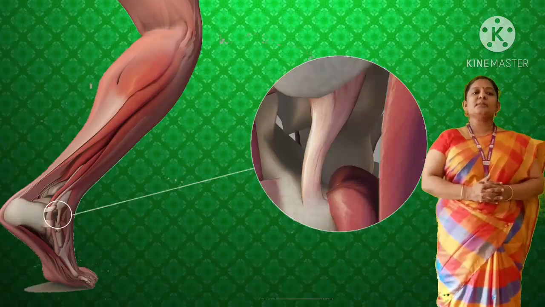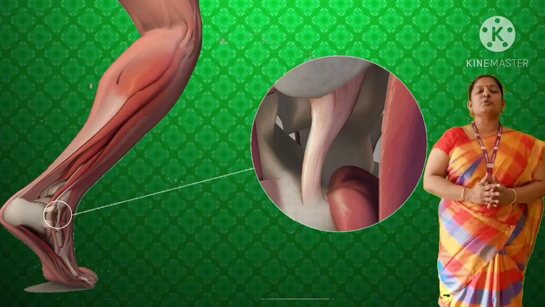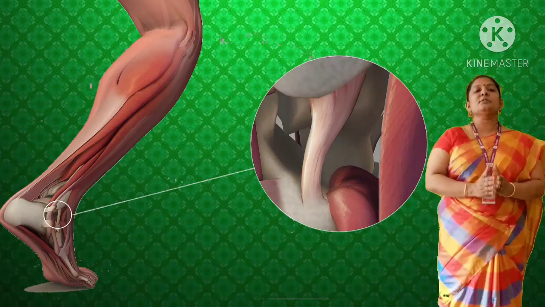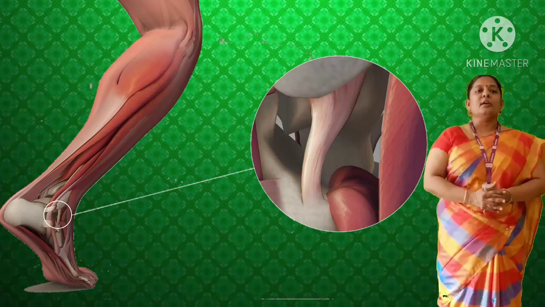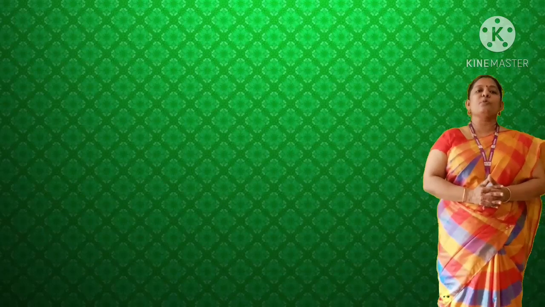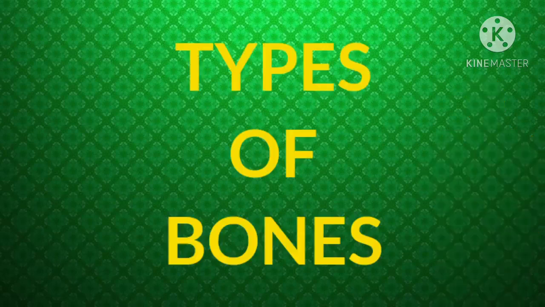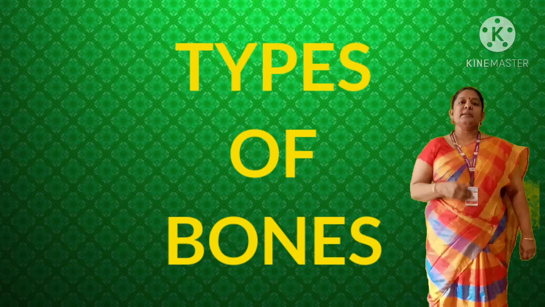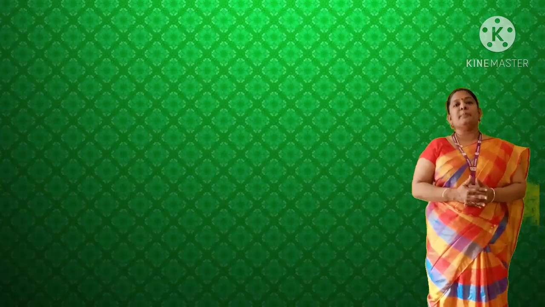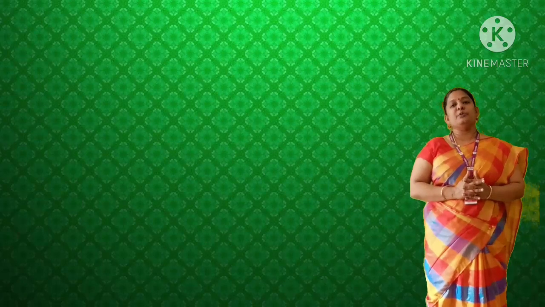Ligaments bind the bones together. What is the duty of a ligament? It binds the bones together. There are different types of bones in the human skeleton system. Let me see them one by one. Based on size and shape, we are going to divide them into 5 types.